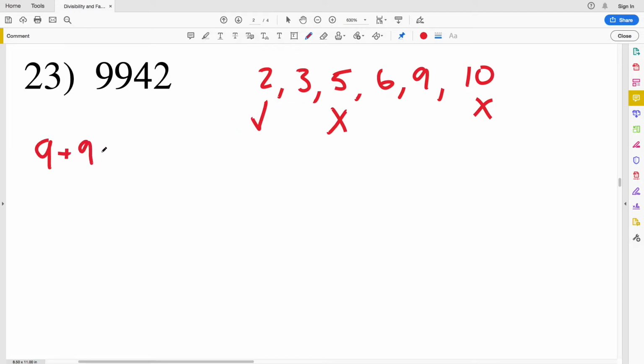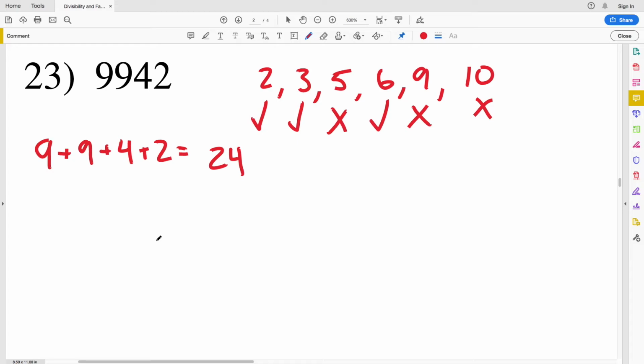9 plus 9 plus 4 plus 2, that's going to be 18 plus 6. And 18 plus 6 is 24. Or we can think of this as 18 plus 4, which is 22, plus 2, which is 24. And 24 is indeed divisible by 3. That's 3 times 8. So because it's divisible by 2 and 3, it's also divisible by 6. However, 9 does not divide into 24 evenly, therefore it's not divisible by 9.